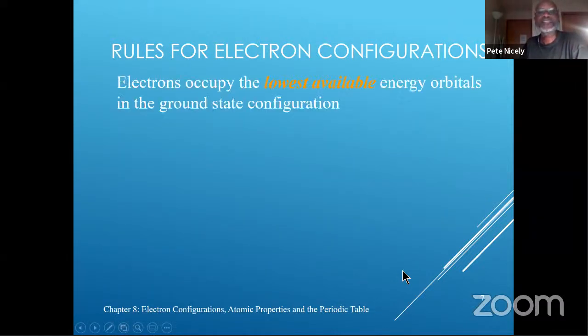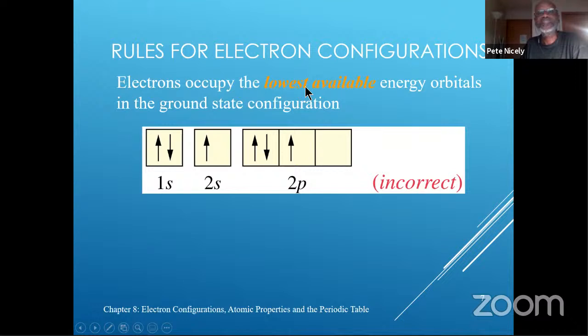Okay, so let's talk about the rules for electron configurations, right? The first rule says electrons will occupy the lowest available energy orbitals in the ground state configuration. Now remember, the ground state configuration is the most stable configuration for the electron arrangements in an atom.